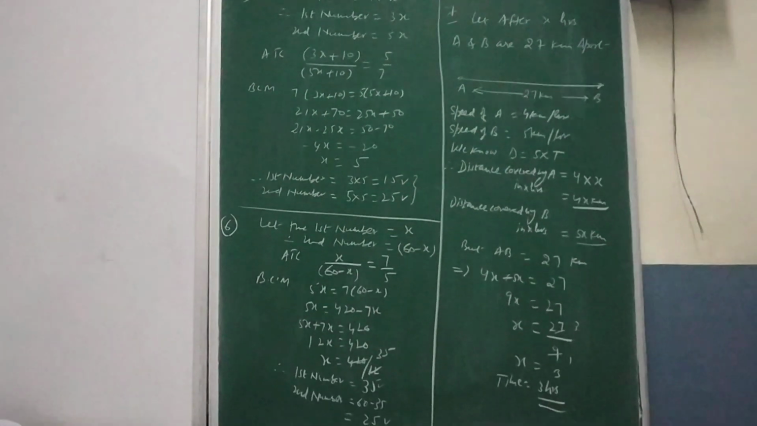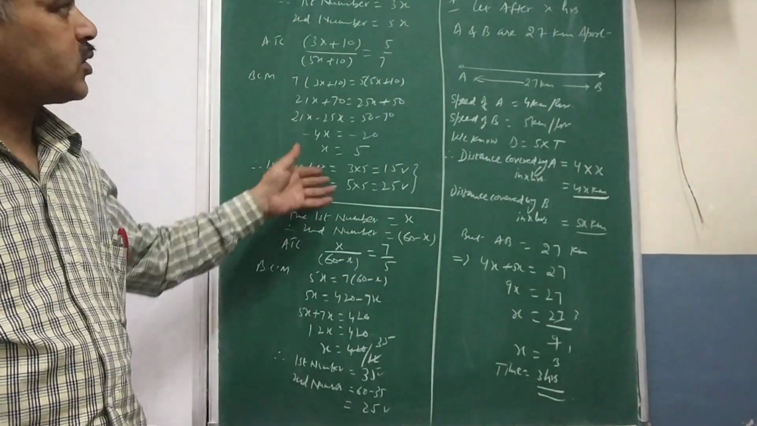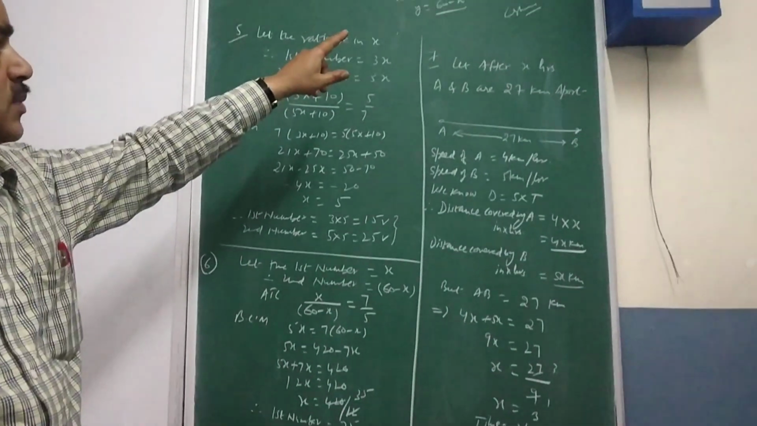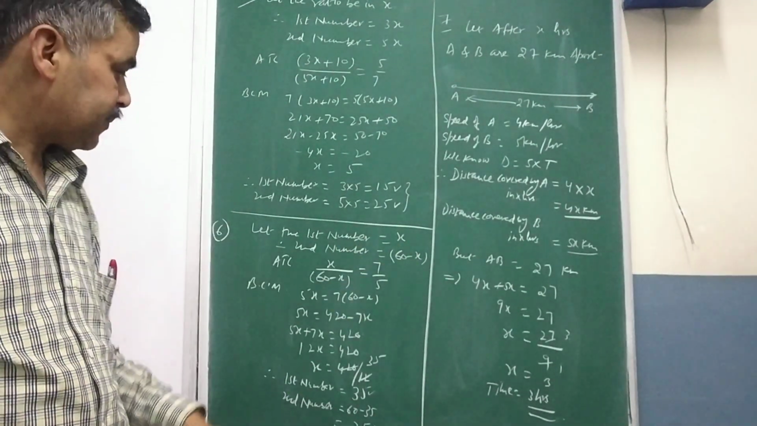So that is your choice as you wish. Either you start with one variable or start with two variables, but then you need to express that in terms of x. So then it will be again 60 minus x.